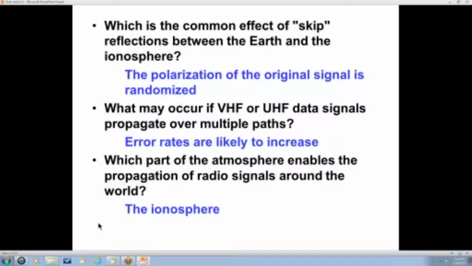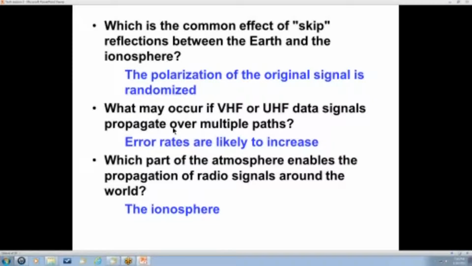Which is the common effect of skip reflections between the Earth and the ionosphere? The polarization of the original signal is randomized. When the signal goes into the ionosphere and is reflected or refracted, it does not necessarily retain its original polarization of horizontal or vertical. It can come back either way.